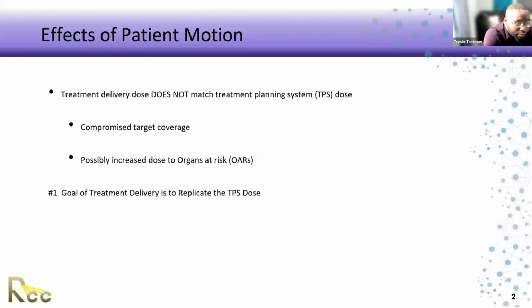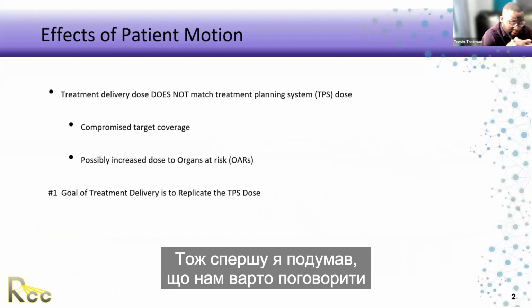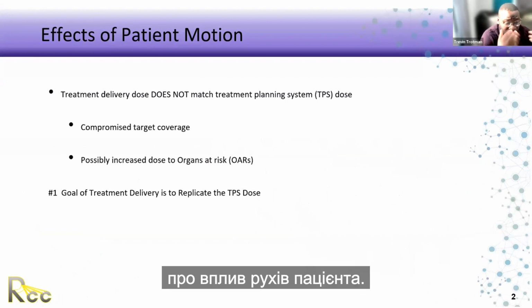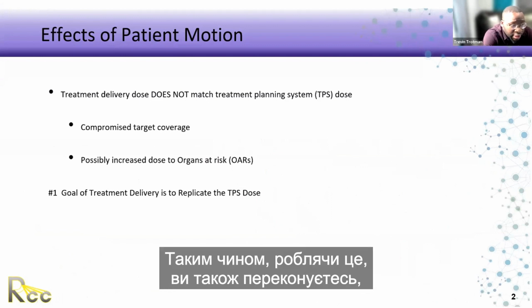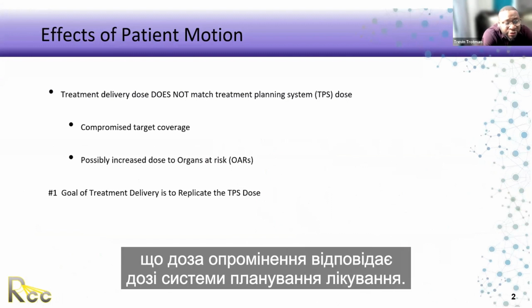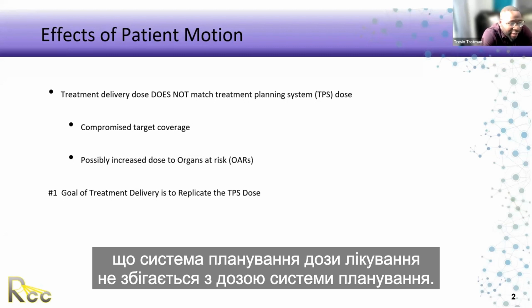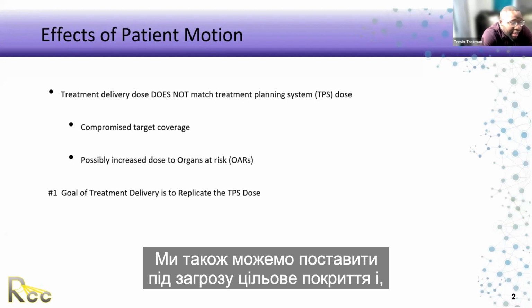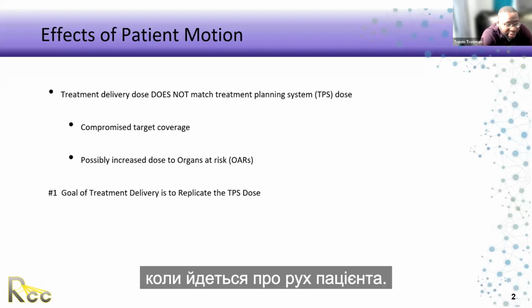All right, so motion management can be a very challenging topic. First, I thought that we should talk about the effects of patient motion. The number one goal of radiation therapy is that we always want to make sure the patient is in a position that's reproducible. By doing that, you also make sure that the treatment delivery dose matches the treatment planning system. So the effects of patient motion are that the treatment dose does not match the planning system dose. We can also compromise target coverage, and possibly we can increase the dose to the OARs. Those are the challenges that we deal with in patient motion.